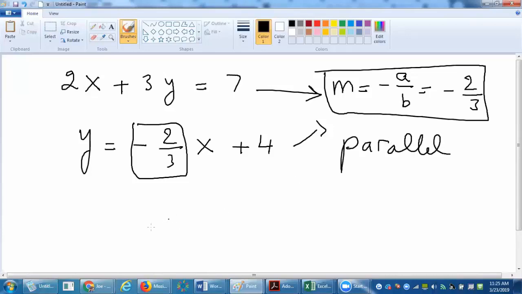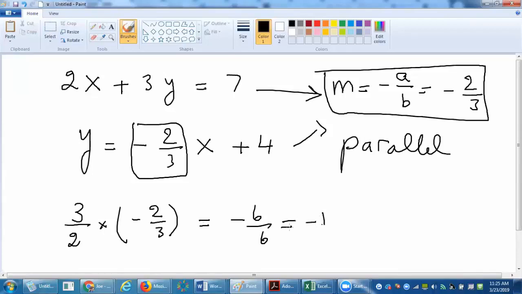Two lines are perpendicular when the product of the slopes is negative 1, like in this case. If you multiply these two, you get negative 6 over 6, and this is equal to negative 1. So if the two lines have slopes 3/2 and negative 2/3, then these two lines are perpendicular because the product of the slopes is negative 1.